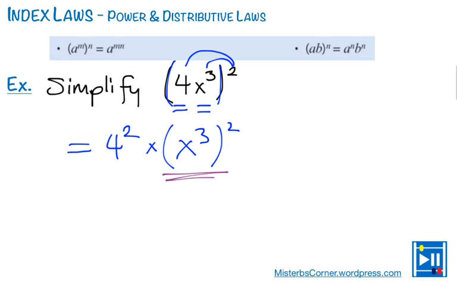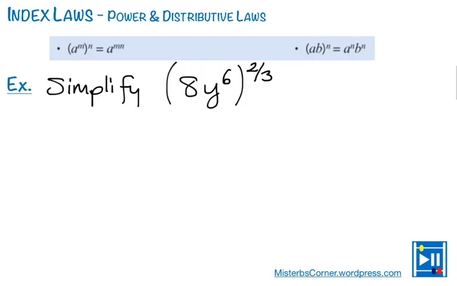Now, this is the power of power law, right? And 4 squared is 16. 3 times 2 here is 6, so it's going to be x to the power of 6. That's how I will use the distributive law. One more example.